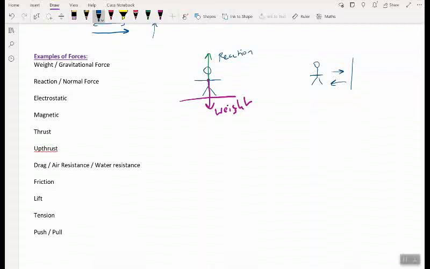Electrostatic force would be things like, if you think of anything that's statically charged, so if a balloon is sticking to the wall, that would be an electrostatic force. Magnetic is obviously magnets. Thrust, now this one does confuse people a little bit.